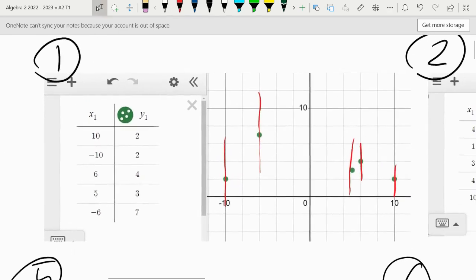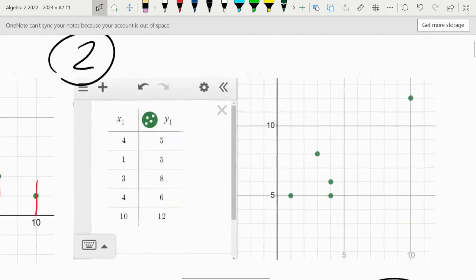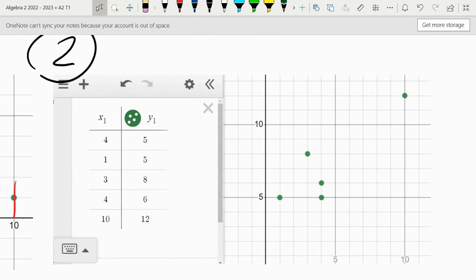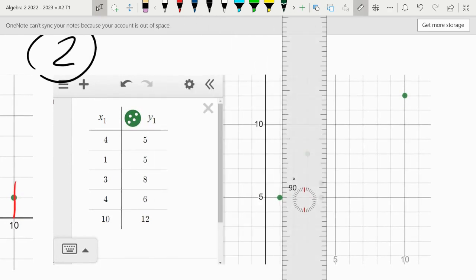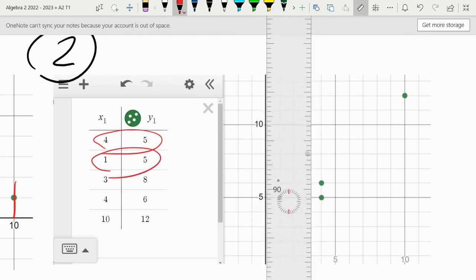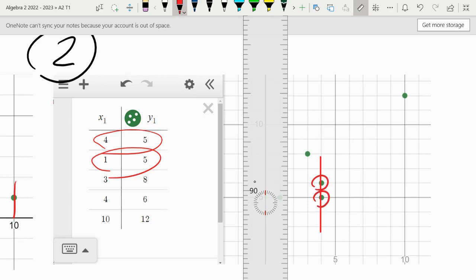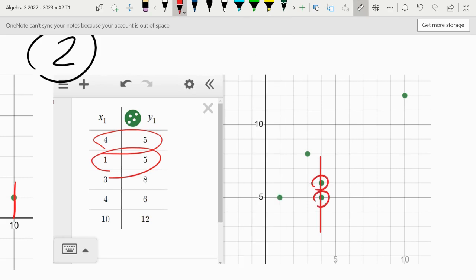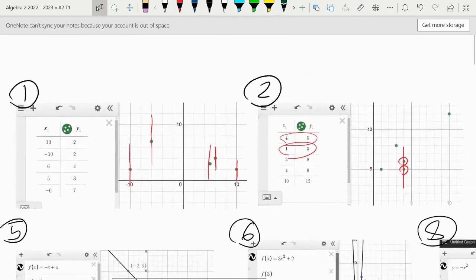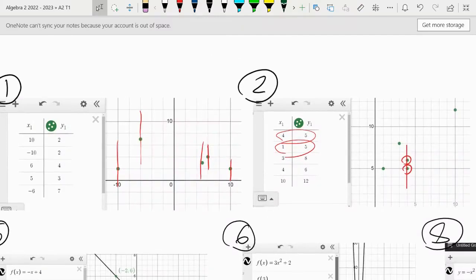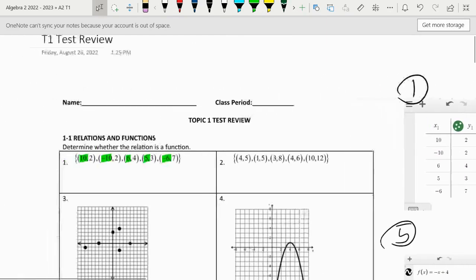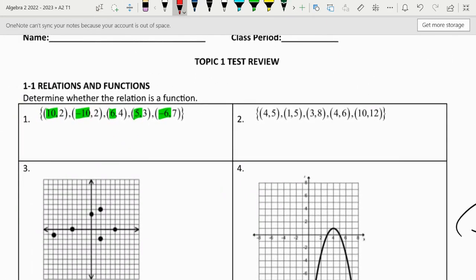The second function, however, when I type number 2 into Desmos and take a look at this, I have f of 4 equaling 5 and f of 1 equaling 5. So this tells me that it's not a function. And it does fail the vertical line test right here. That is a failure. So this would not be a function. Once again, the difference between those two is you can draw a vertical line anywhere on the first one and not have it cross twice. That makes it a function. So for number 1 and number 2, this would be a yes, and this would be a no.